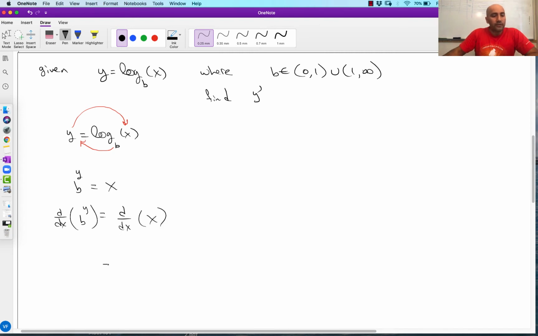The right-hand side is super easy. That's just going to be 1. The left-hand side, well, remember that this is the derivative with respect to x, and we don't have an x here, we have a y. So we've got to use implicit differentiation. The derivative of b to the y power is b to the y power times ln of b. So this is going to be b to the power of y times ln of b times, and now I've got to take the derivative of the y. Let me make some room here.